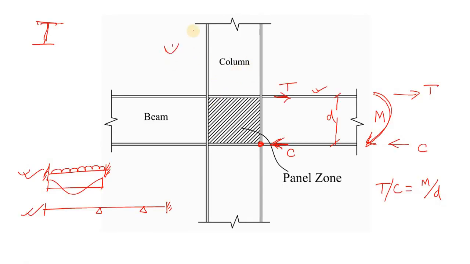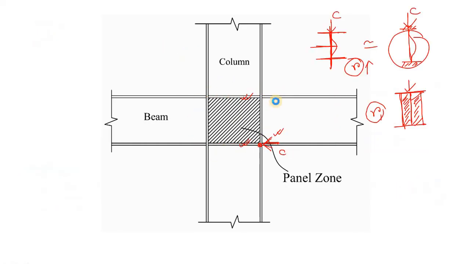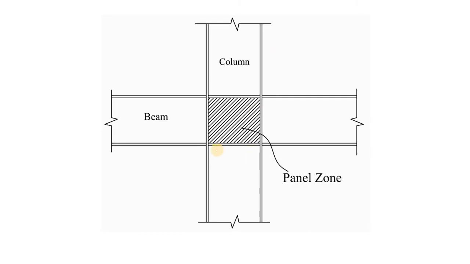Again, consider this picture. Due to this moment, there is a tension here and compression here. Or we can say that compressive force is acting here, and also the tensile force is acting here. Now if I redraw this zone, here you can see that there is a force acting like this, and this is a force acting like this. So this is nothing but a shear force.